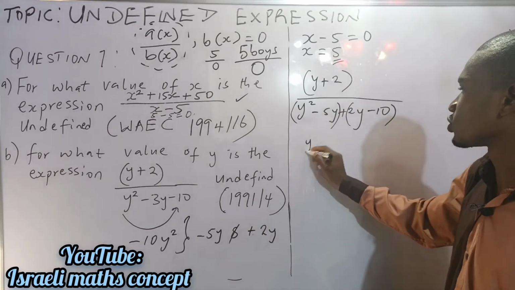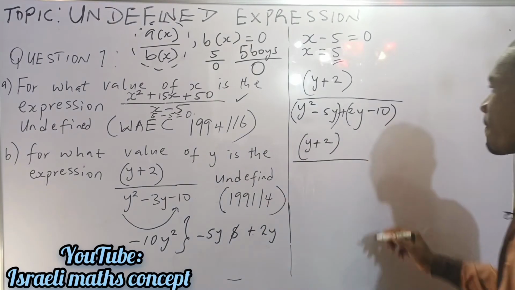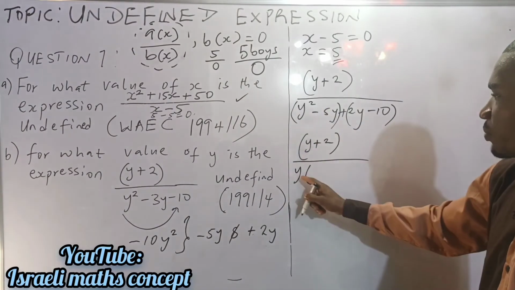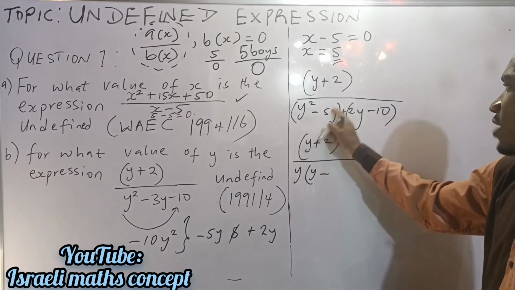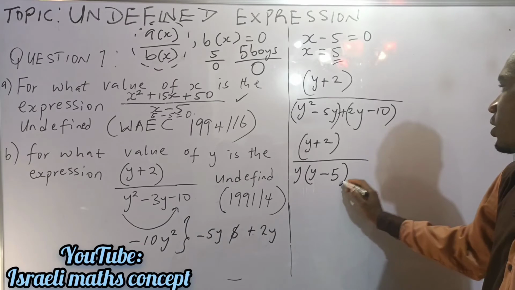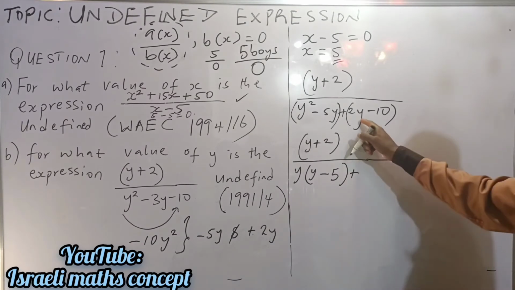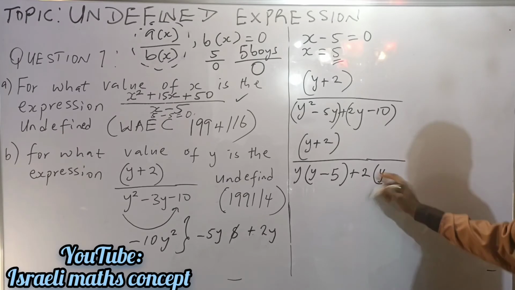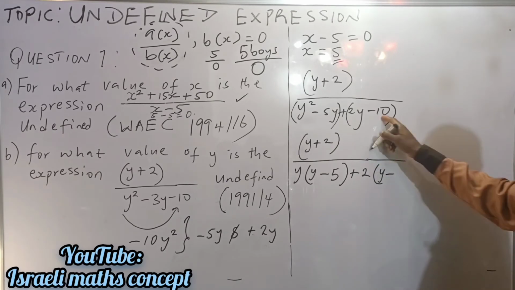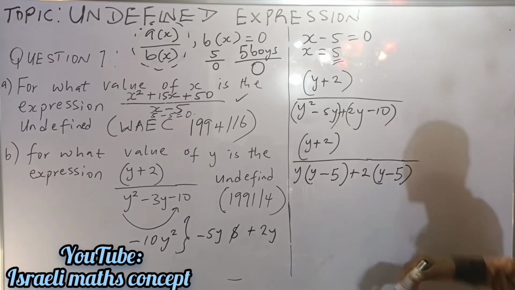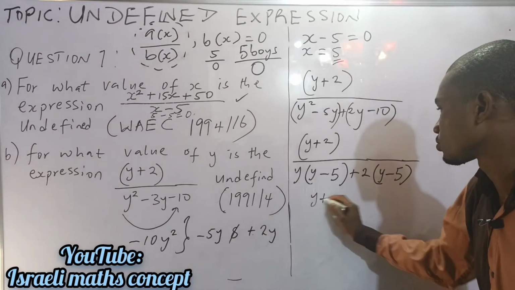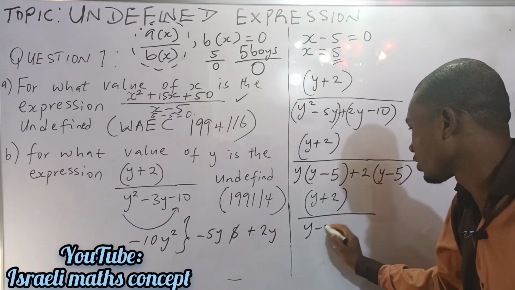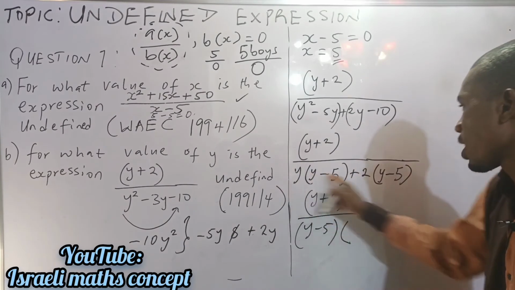Then I have y plus 2 all over the common factor of y squared and 5y, which is y. So y squared divided by y, we are left with y, minus 5y divided by y, we are left with 5. Then plus the common factor of 2y and 10, which is 2, and 2y divided by 2 leaves y, plus multiplied by minus is minus, then 10 divided by 2 is 5. Then simplifying further, we have y plus 2 all over, since these two terms are the same, we take one of them, (y minus 5), and in brackets we also have y plus 2.